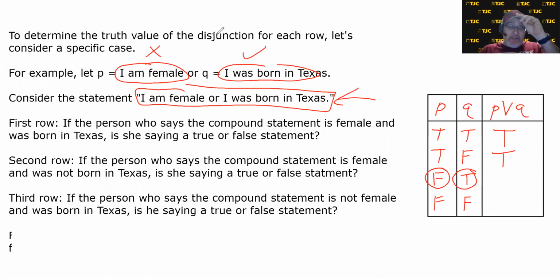Yes. Because even though I'm not female, I was born in Texas and I said the word or. That would be a true statement. So, when the first statement is false and the second one is true, the disjunction is true. Now, what about the last pair, if they're both false?